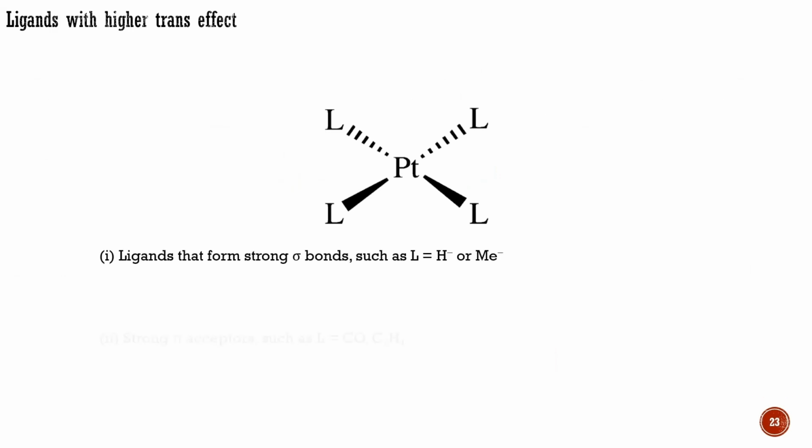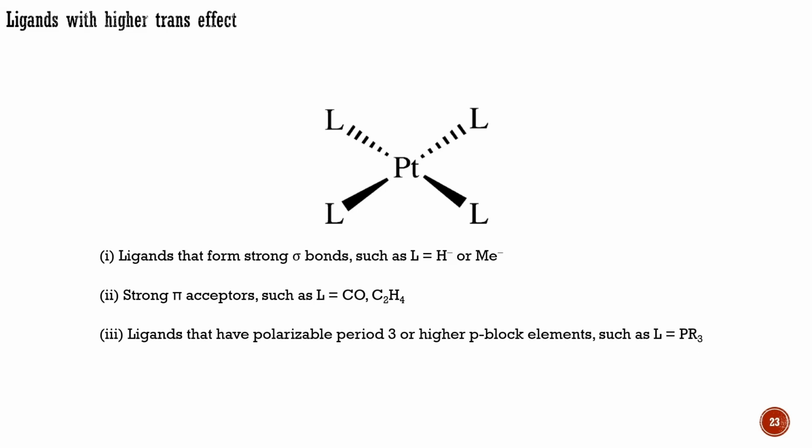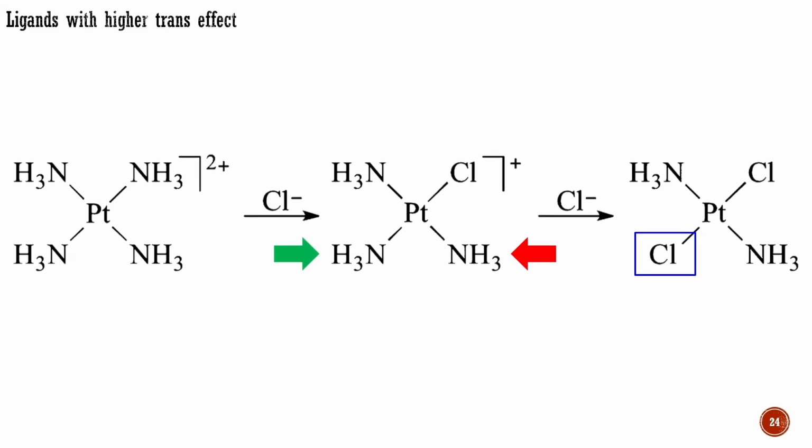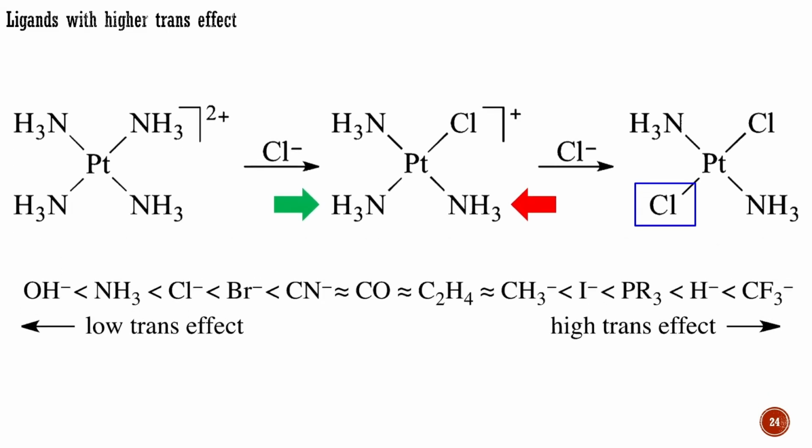The effect is very marked for platinum-2 complexes, and the highest trans effect ligands either form strong sigma bonds, such as hydride and alkyl anions, or are strong pi acceptors, like carbon monoxide and olefins. Ligands based on polarizable period 3 or higher p-block elements, such as phosphines and molecules containing sulfur, also demonstrate a pronounced trans effect. High trans effect ligands also lengthen and weaken trans metal-ligand bonds. This can be monitored in X-ray crystallography or in nuclear magnetic resonance spectroscopy by a decrease in the metal-ligand coupling. A trans effect series for a typical platinum-2 system is given here. The order can change somewhat for different metals and oxidation states.